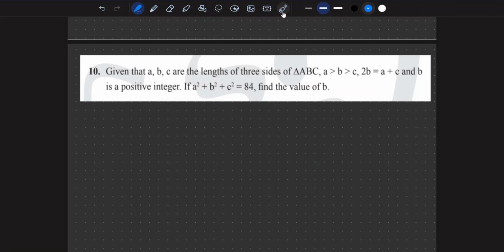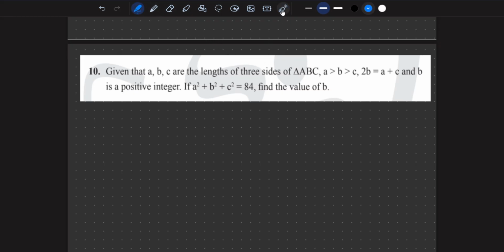Today we are going to be doing this problem, and it is a sort of different problem. It is a mixed concept problem based on three topics: quadratics, sequences, and a basic understanding of triangles. By basic understanding, I mean whatever you have studied in 10th standard. That's it. So we'll be doing this question now.